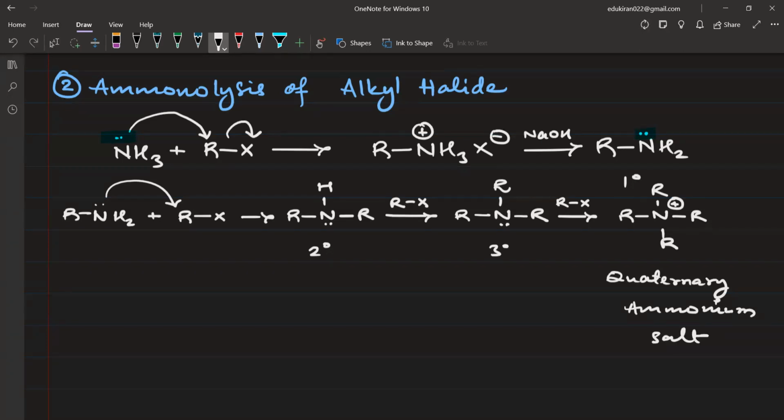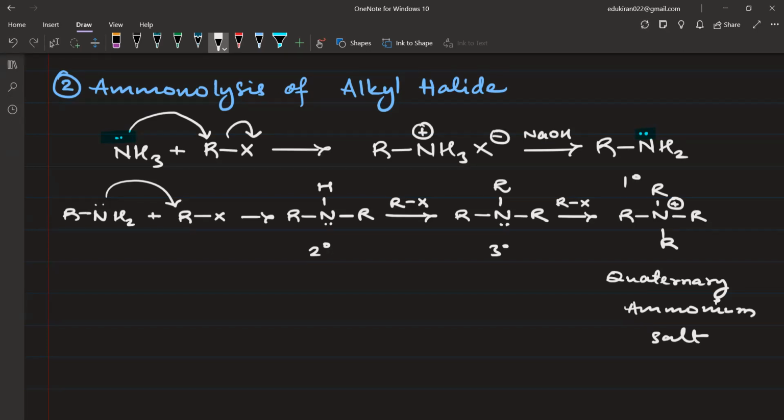Now see what happens. First of all, we have only alkyl halide and we have only ammonia. So the ammonia is nitrogen with lone pair electron. It attacks on the R carbon, gives us 1 degree amine. Now, some of the 1 degree amine will find alkyl halide and they will attack. Some of them will not find. So we will have some amount of 1 degree only.